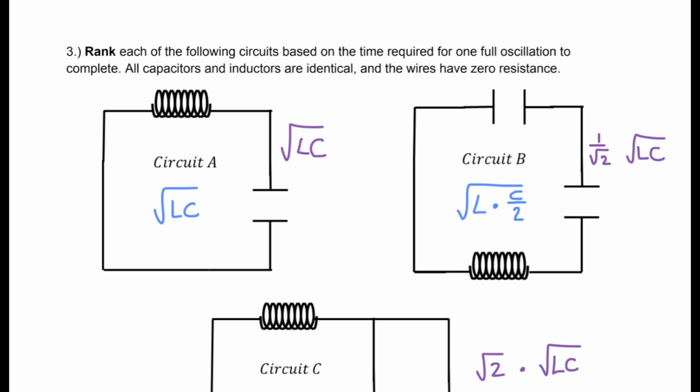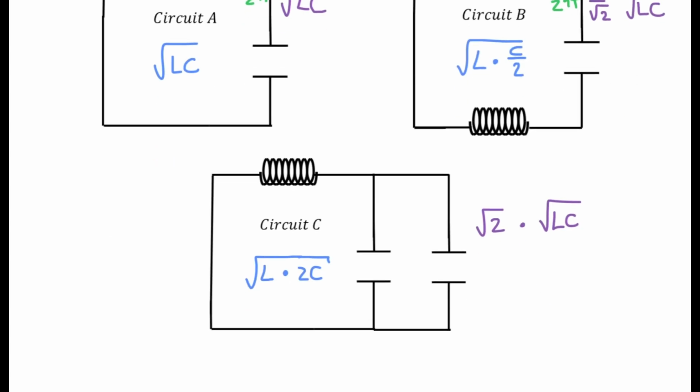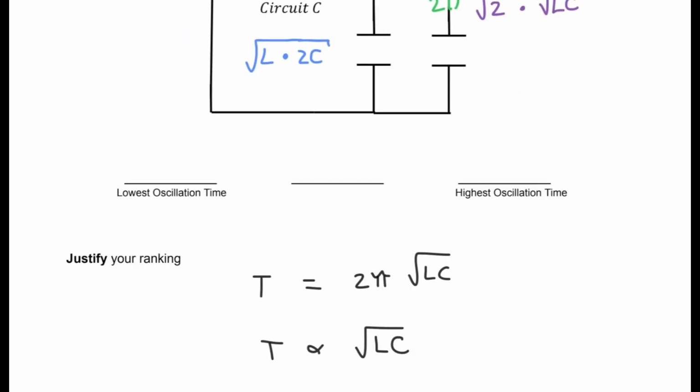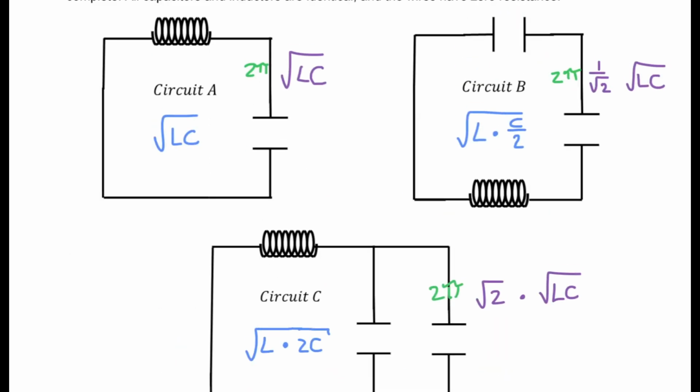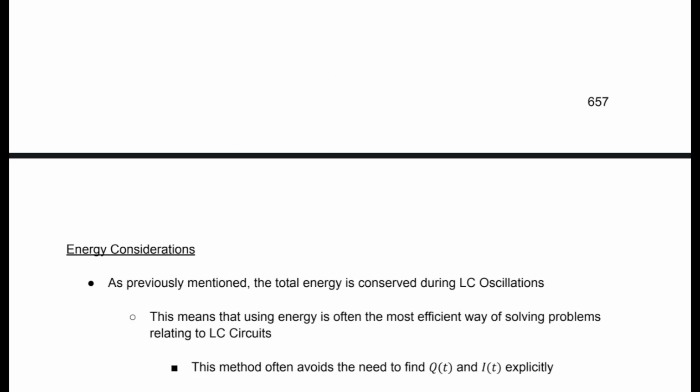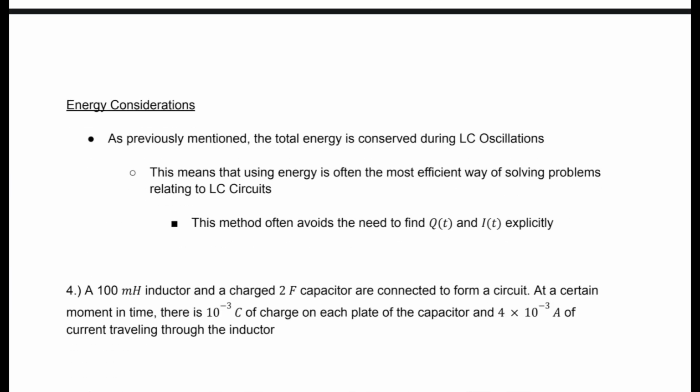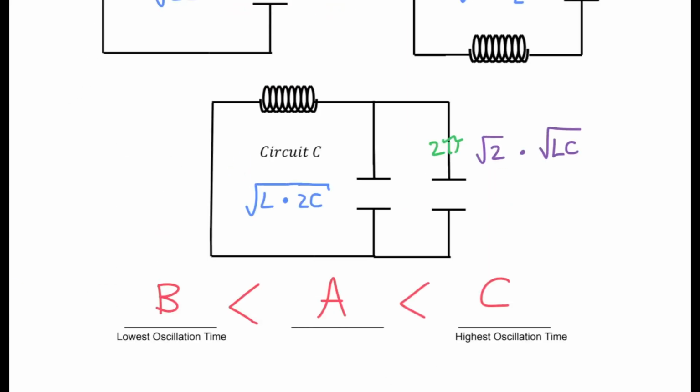And again, I just dropped the 2 pi. If we wanted to actually compute the oscillation time for each, I'd give myself a 2 pi in front of all of these if we're just being complete here. But our lowest oscillation time would be circuit B with its 1 over root 2. Then we have circuit A, which had a leading factor of 1. And then we had circuit C, which had a leading factor of root 2. So generally how we do these problems is not through the time functions, but rather just using energy.